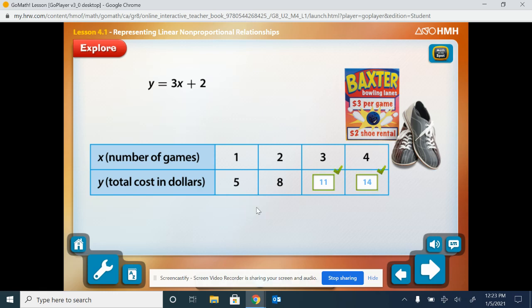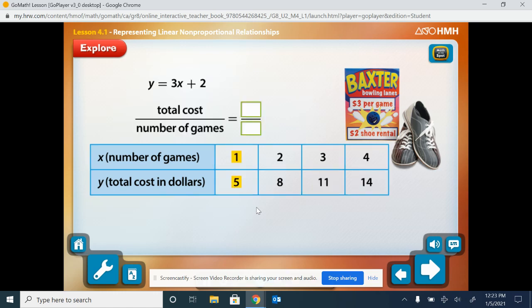That's correct. When x equals 3, y equals 11. When x equals 4, y equals 14. What is the ratio of the total cost y to the number of games x for the first ordered pair in the table? So remember, total cost is the y. Total cost is $5 and the number of games is 1. So I put 1 right there. That's correct. The ratio of the total cost y to the number of games x is 5 to 1.